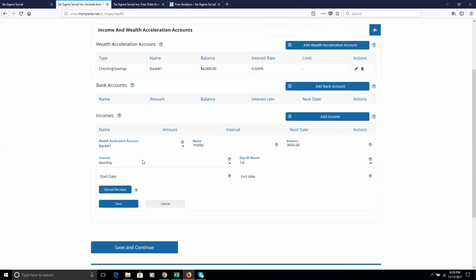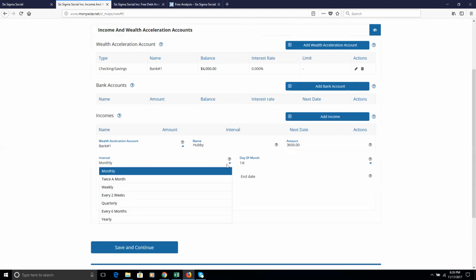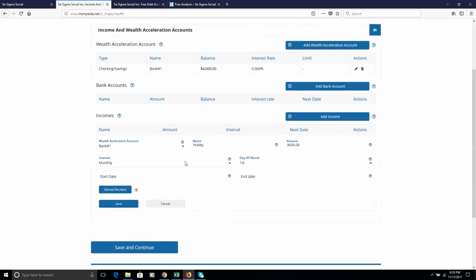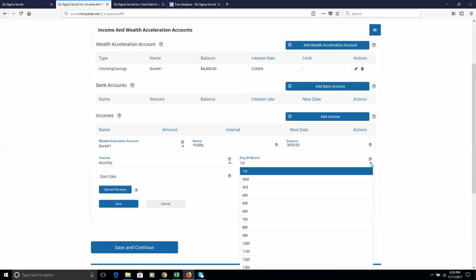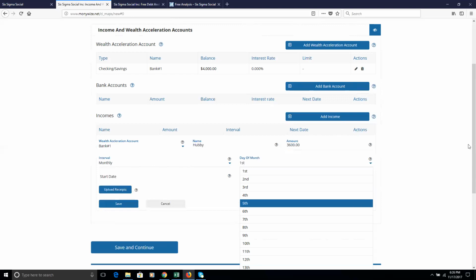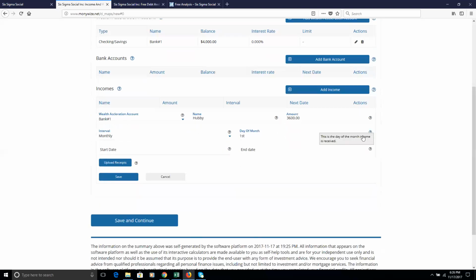Now we can set the frequency of how regularly he gets paid. I've got that set to monthly. It could be twice a month, weekly, every 2 weeks, quarterly, annually even. We'll just say that it's monthly for the sake of argument. And let's have him paid at the beginning of the month. That's fine, isn't it? He's been in the job a long time.